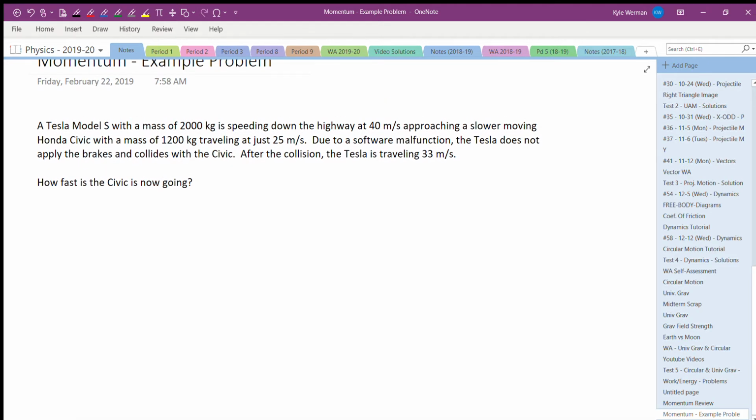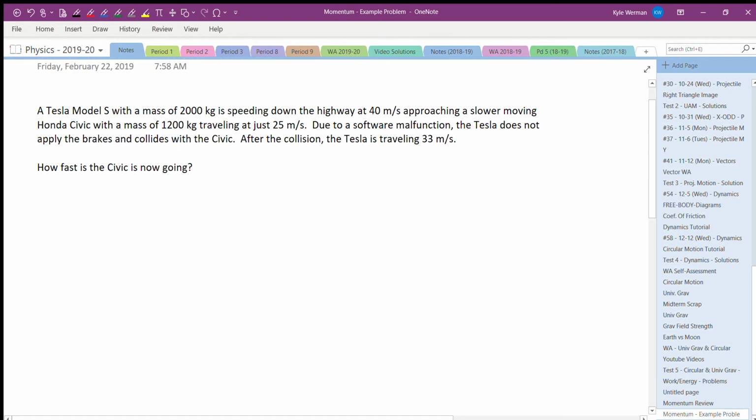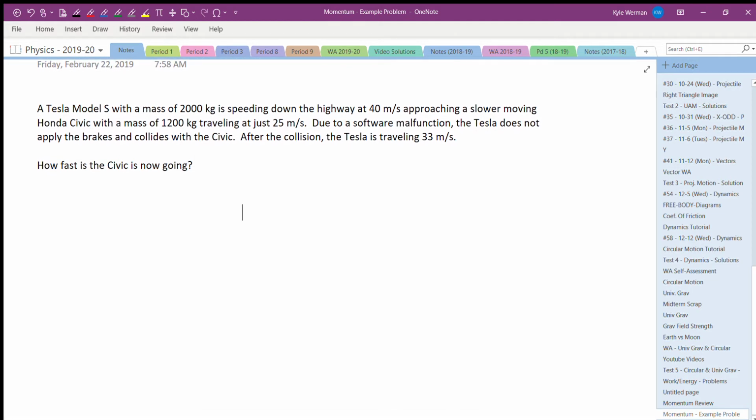We have a Tesla Model S with a mass of 2,000 kilograms speeding down the highway at 40 meters per second, approaching a slower-moving Honda Civic with a mass of just 1,200 kilograms, traveling at just 25 meters per second. Due to malfunction, the Tesla does not apply the brakes and collides with the Civic. After the collision, this Tesla is traveling 33 meters per second. How fast is the Civic now going?